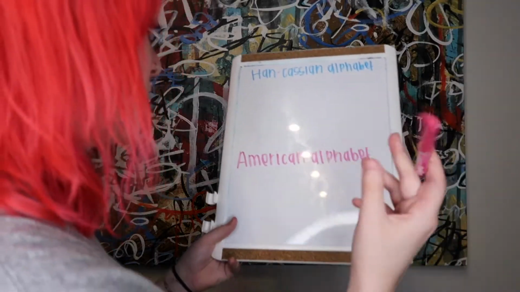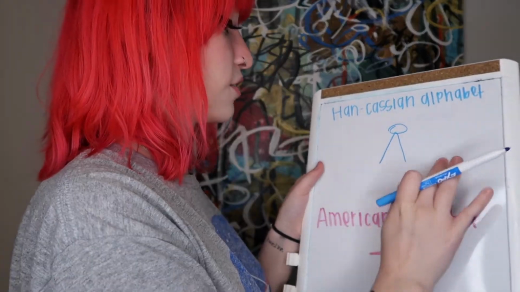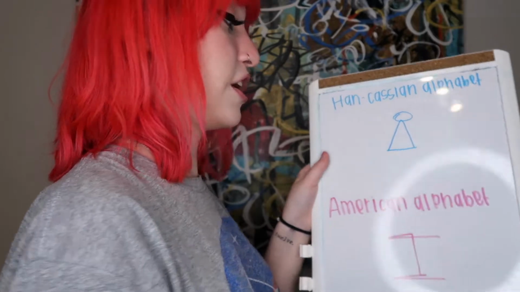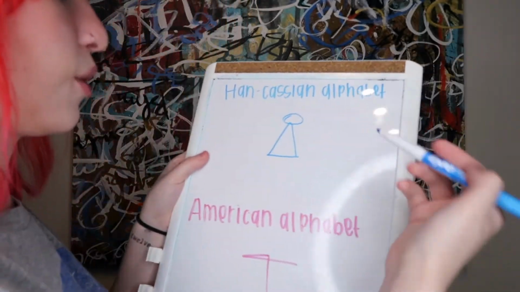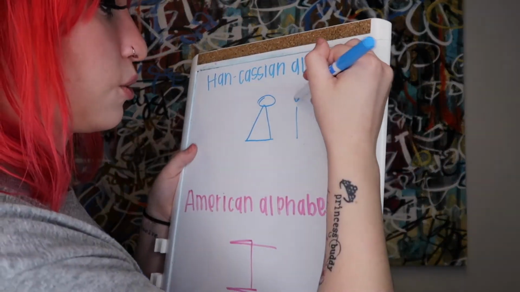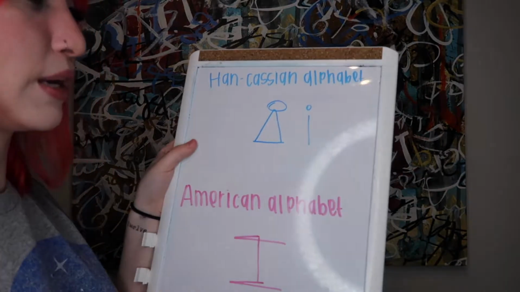We have the American I. Now you have to be very careful with the hand cast I. It does have a similar stature to A. I looks like this. So it kind of, you know, resembles the lowercase I in the American alphabet.